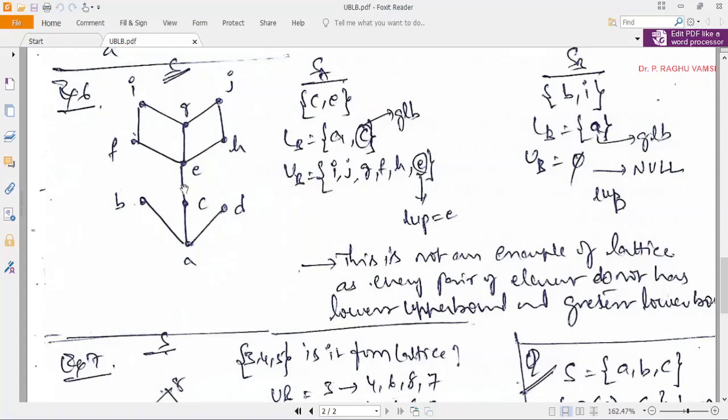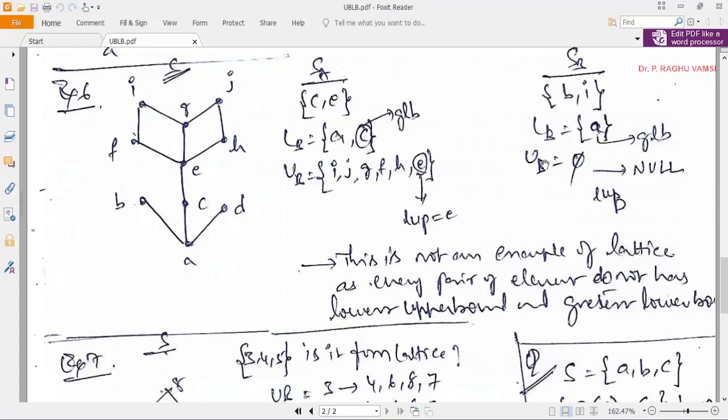Next, upper bound. From E, what things can be reached? From E, F can be reached. From E, G can be reached. From E, H can be reached. From H, J can be reached. Also, I can be reached. So I, J, H, G, F and E. These are the elements that can be reached with E. Hence we have included all the things in the upper bound. From this upper bound, what is the lowest element? E. From the lower bound, what is the greatest element?